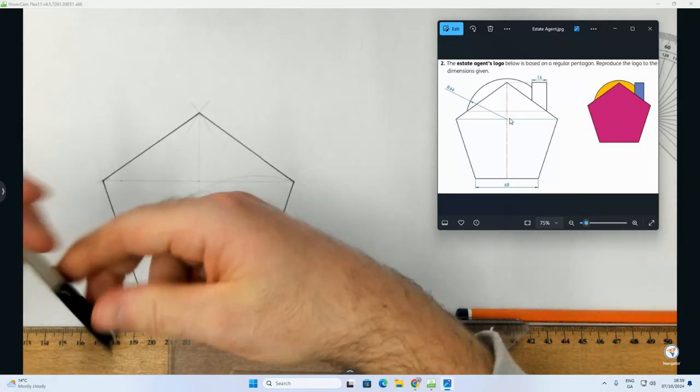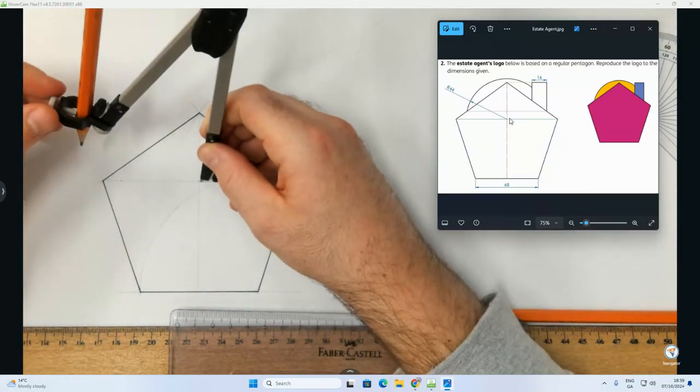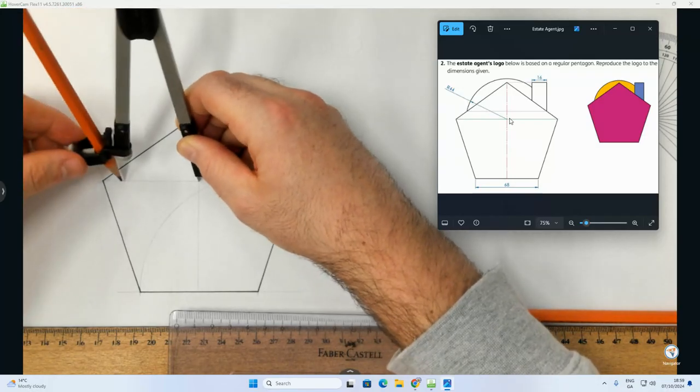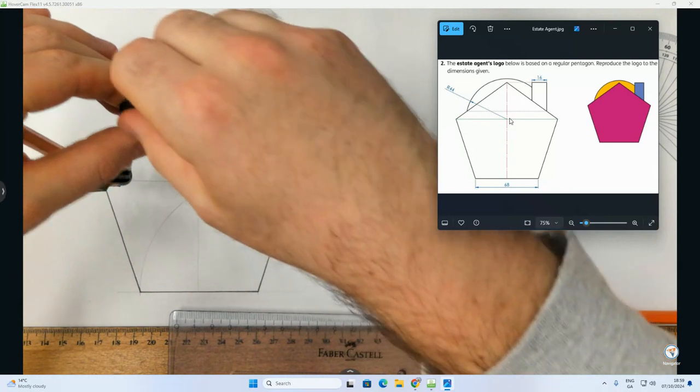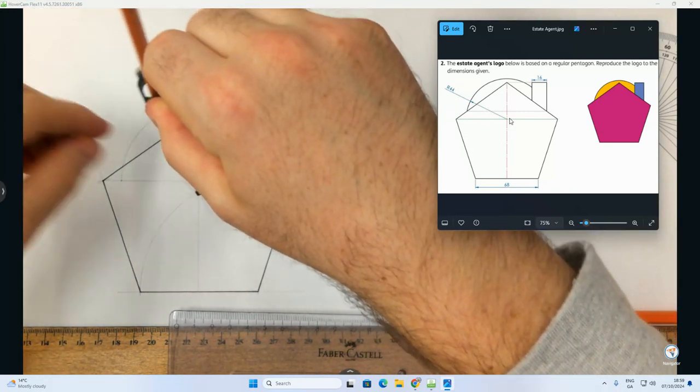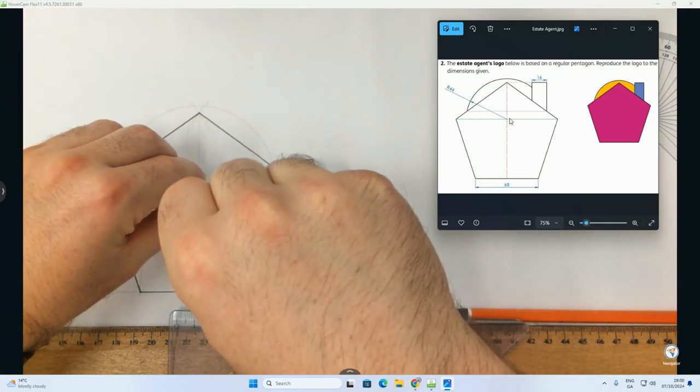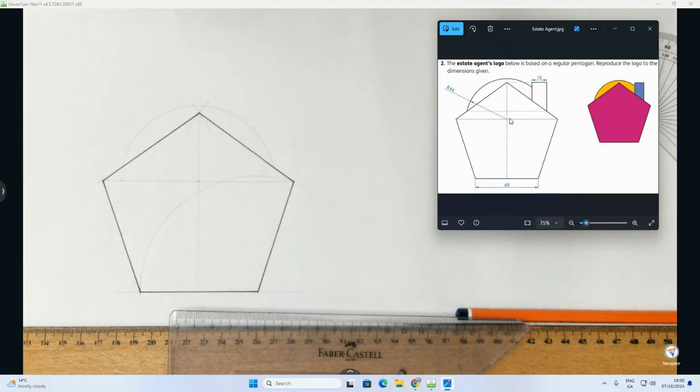You could also just measure it using your set square. I'm just going to use it here. So using the center point out to here, now going to swing an arc. And there is my arc.